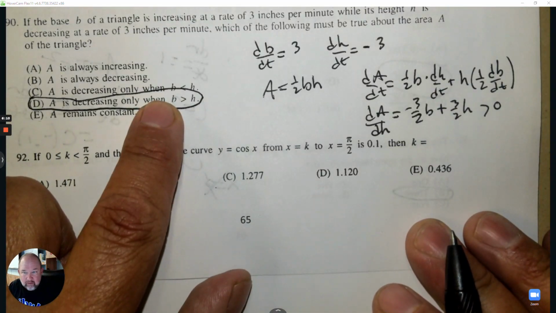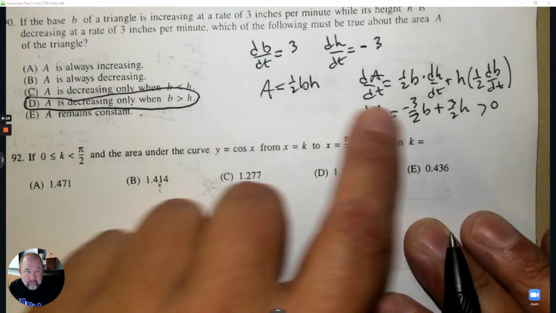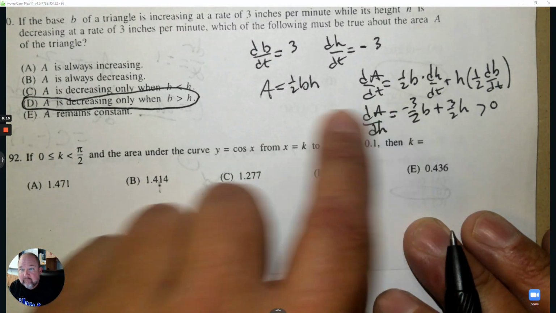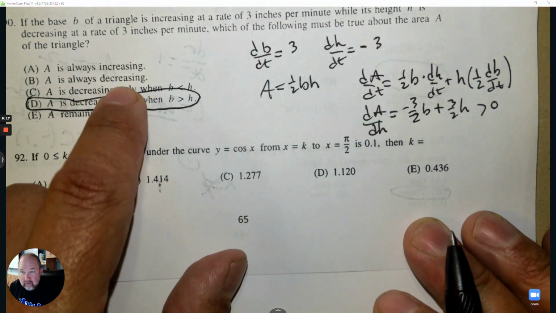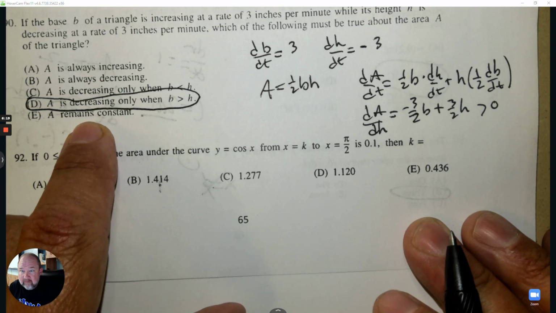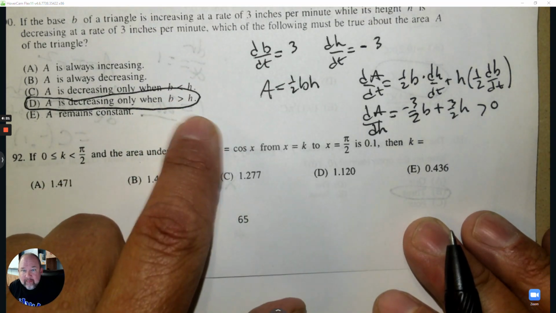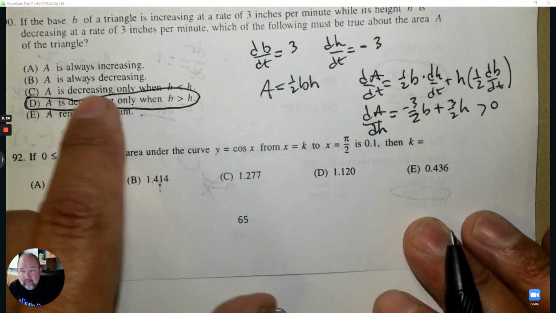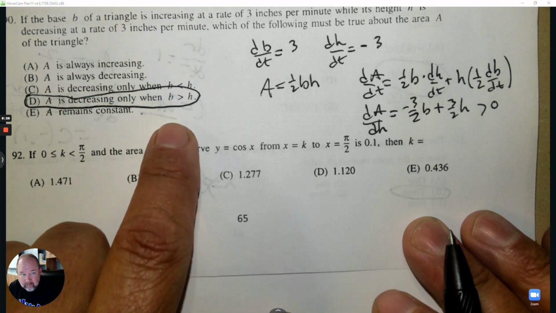So when B is bigger, it's decreasing because of this, the negative. It's not always increasing, not always decreasing. It's not constant. So it's either C or D. And so when B is bigger, it's going to be negative, not the other way around.